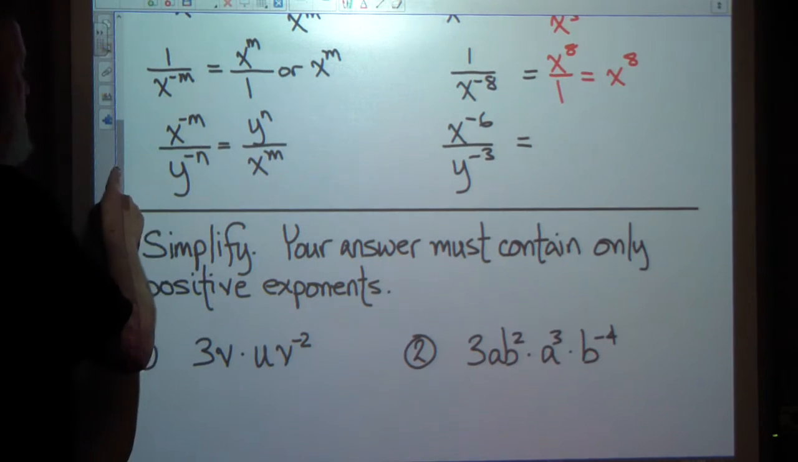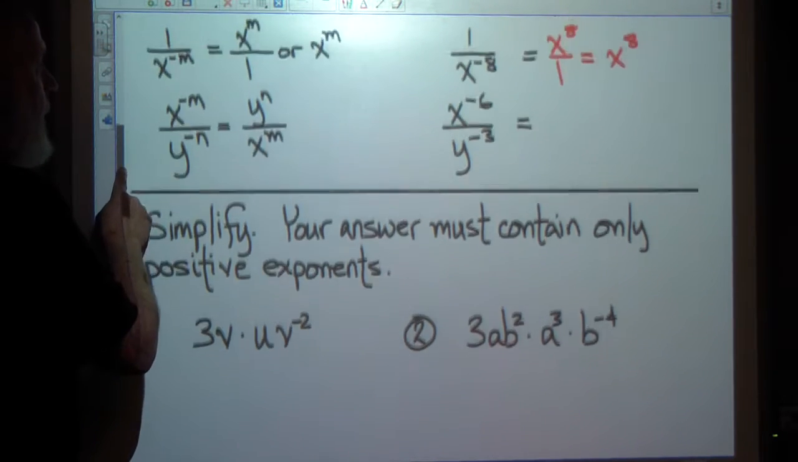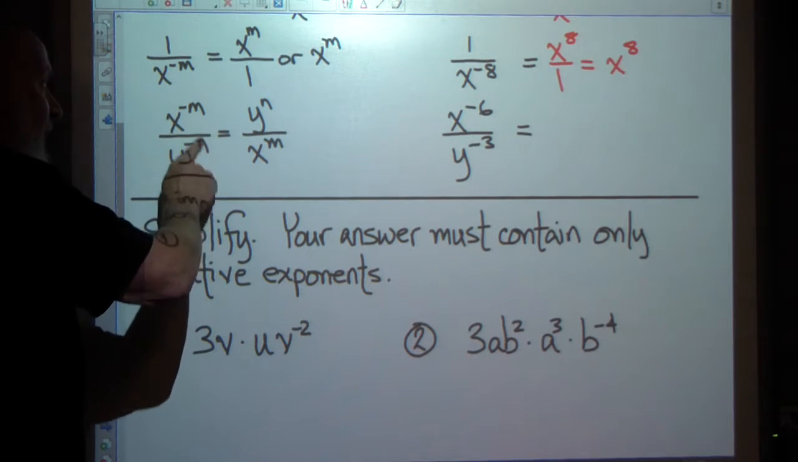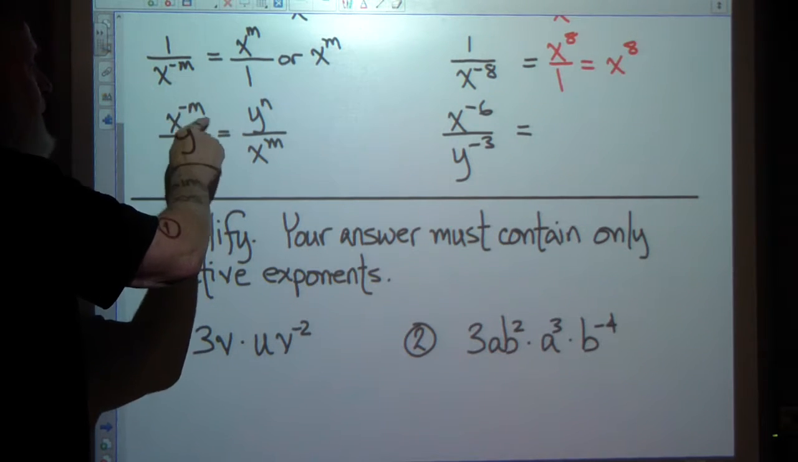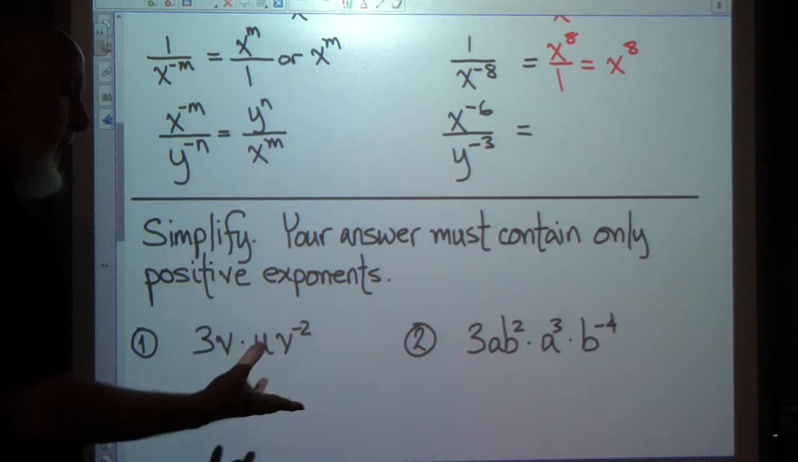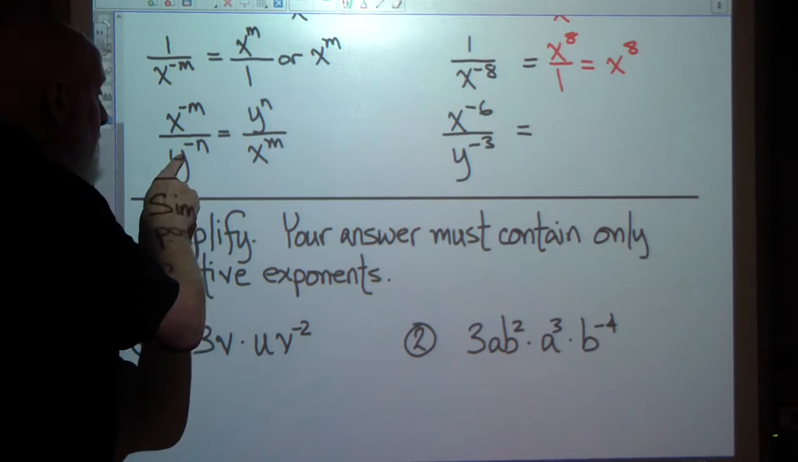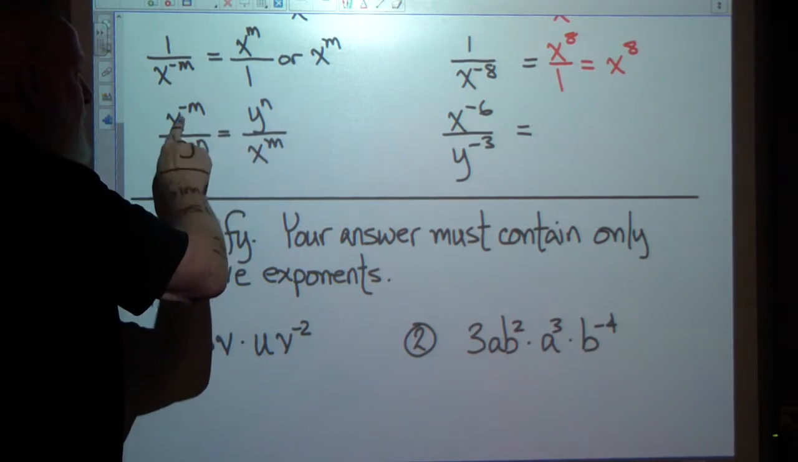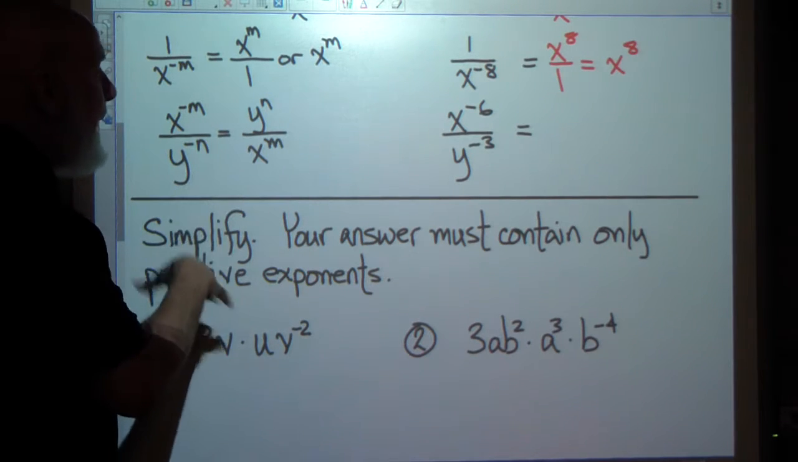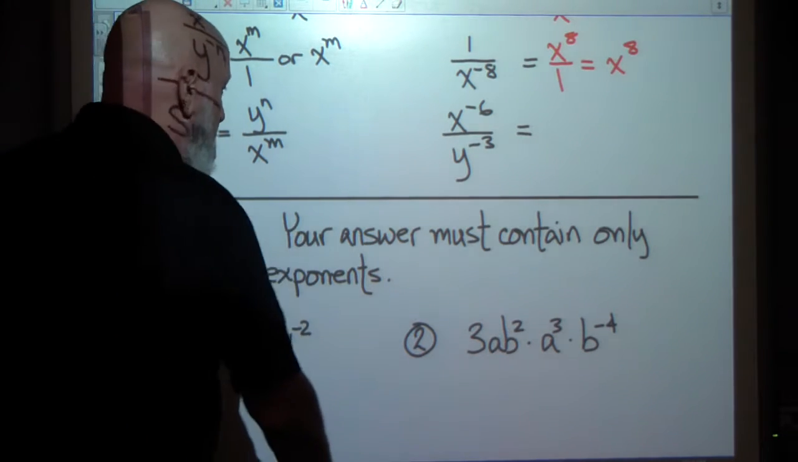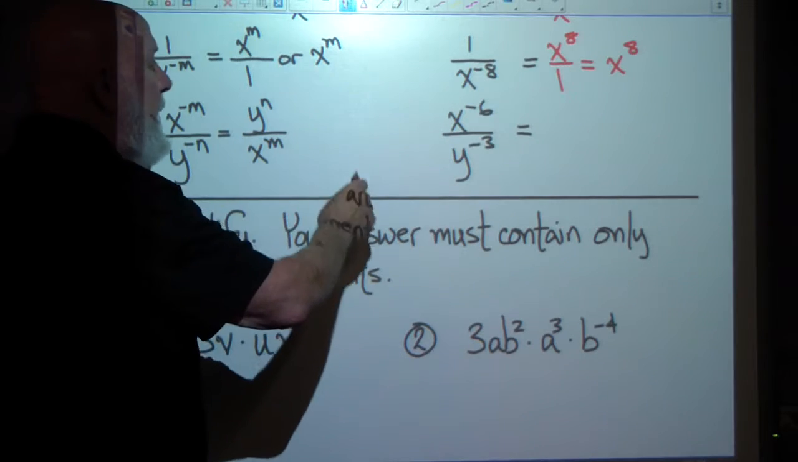Okay? And here's an example of a couple of exponents in them that are negative. If you have a negative exponent in the top and a negative exponent in the bottom, and you're asked to write them with positive exponents, you just move this one to the top, make the exponent positive, move this one to the bottom and make the exponent positive. That's the mechanics of what you're doing there. And this is what it might look like.